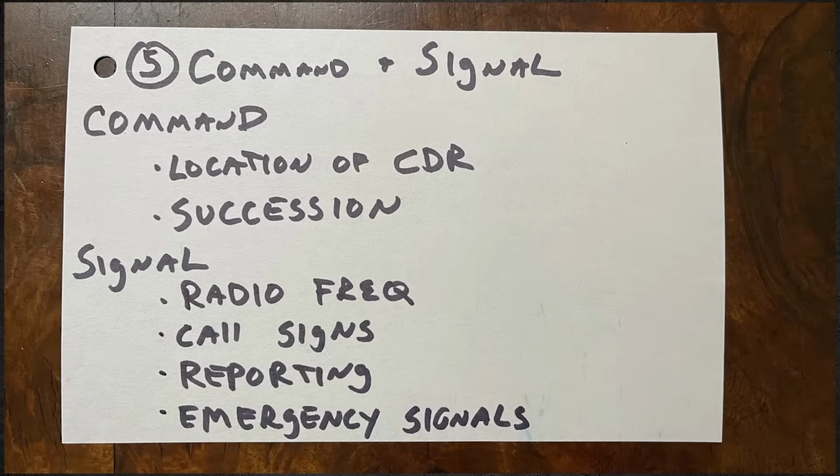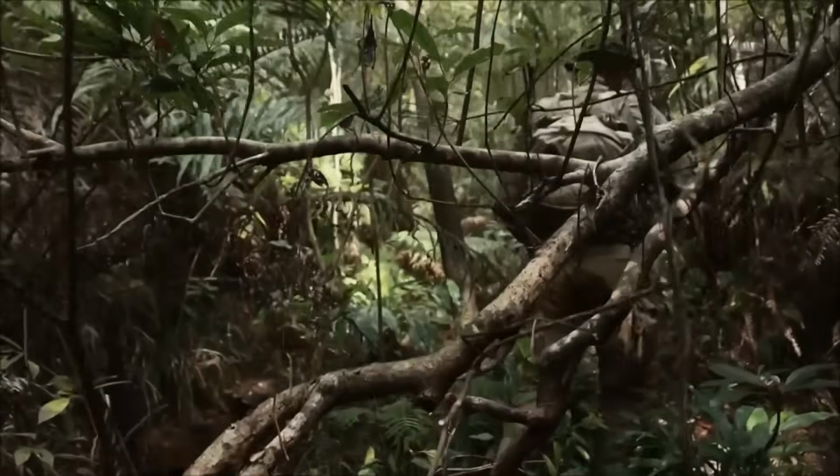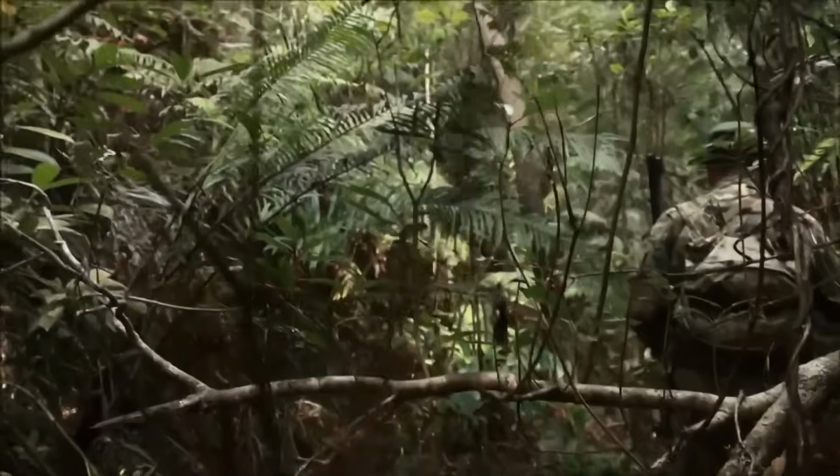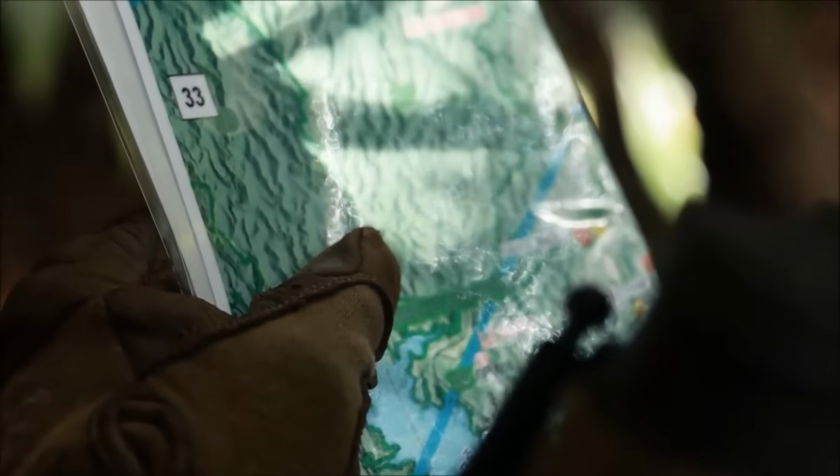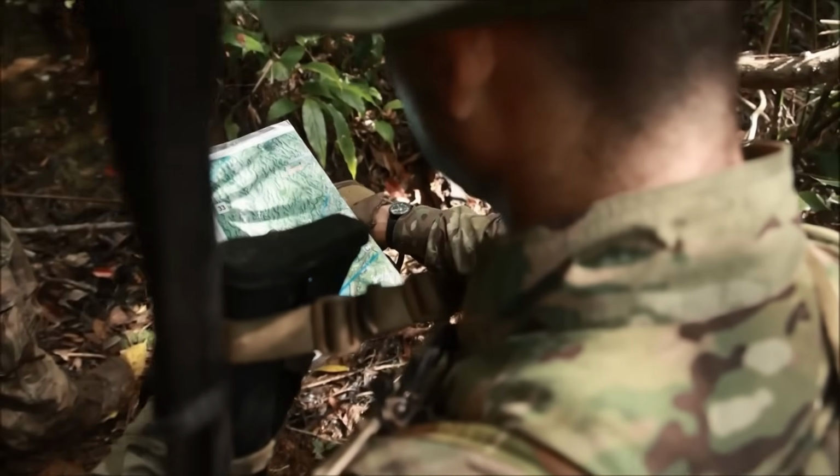Paragraph 5 is command and signal. This is who's in charge and how we communicate. The command paragraph addresses the commander's location and the succession of command. The signal paragraph addresses radio frequencies, reporting procedures, and emergency signs.